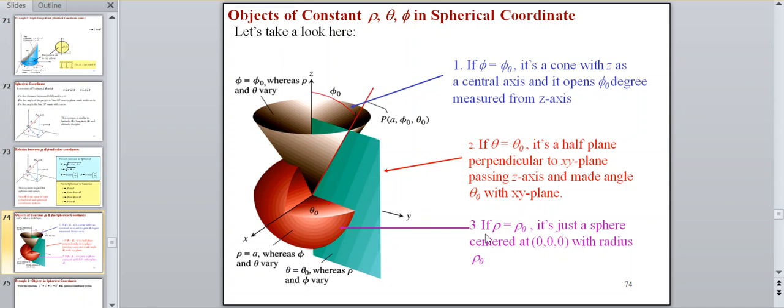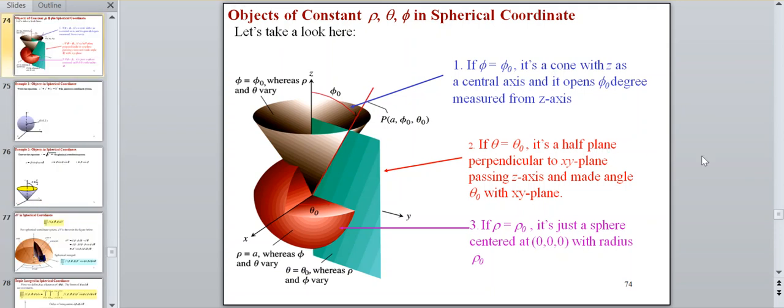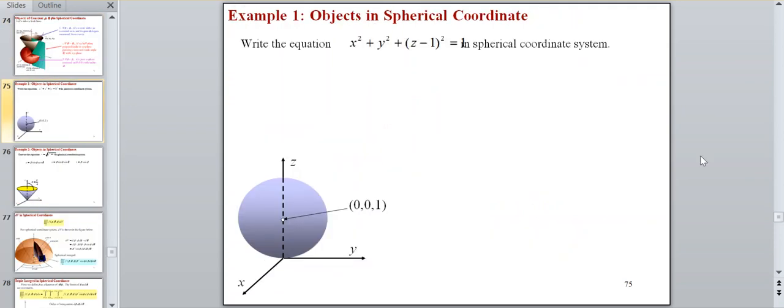Okay, so remember, rho equals rho 0 is a sphere centered at the origin with radius rho 0. Next we have an example on page 75. We are given the Cartesian equation of some surface.